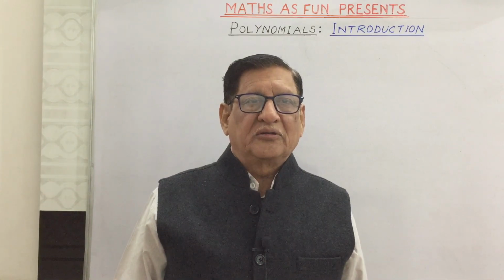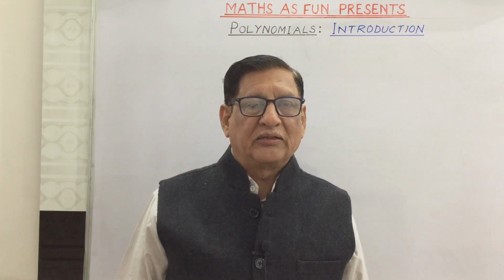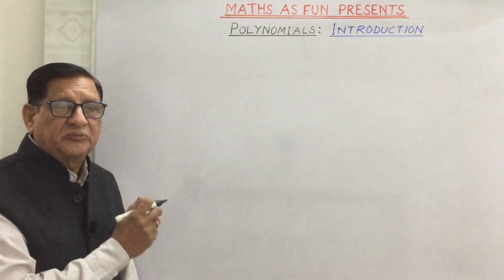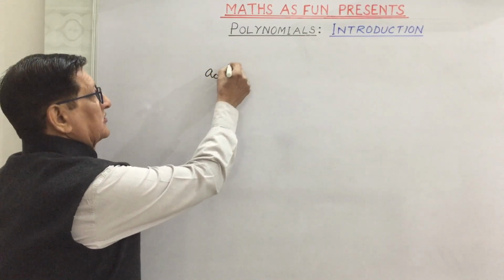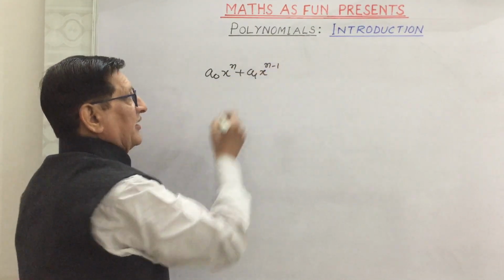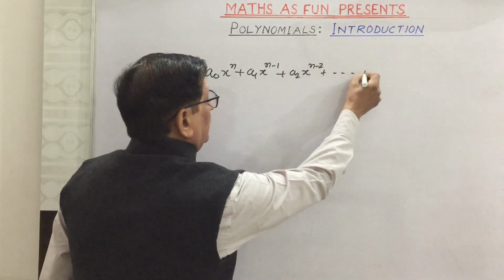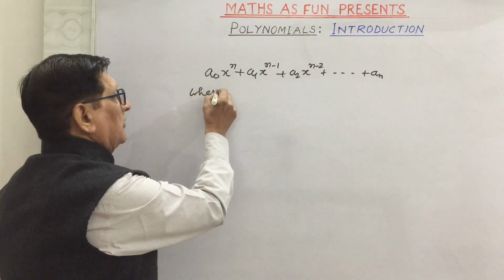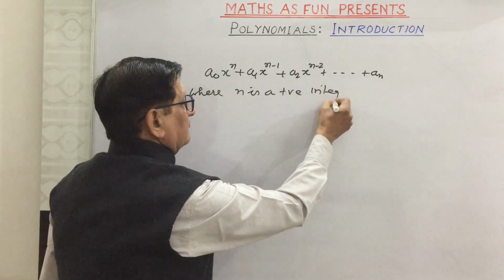Hello everyone. In this video we will learn about the definition of a polynomial, degree of polynomial and the types of polynomials. A polynomial is an algebraic expression of type a0 x power n plus a1 x power n minus 1 plus a2 x power n minus 2 plus so on up to an, where n is a positive integer.